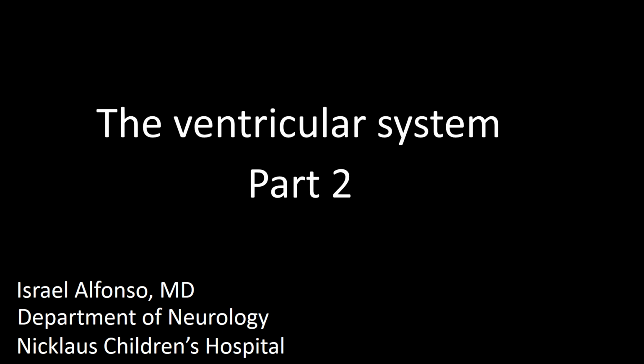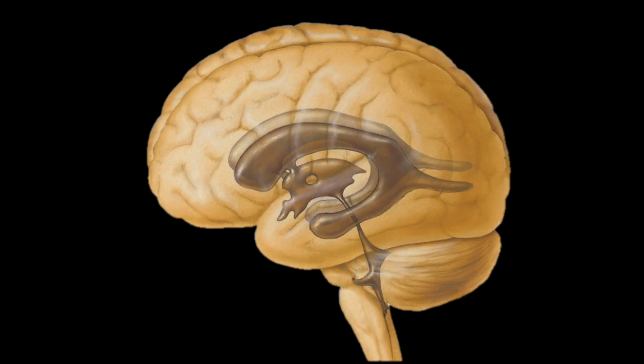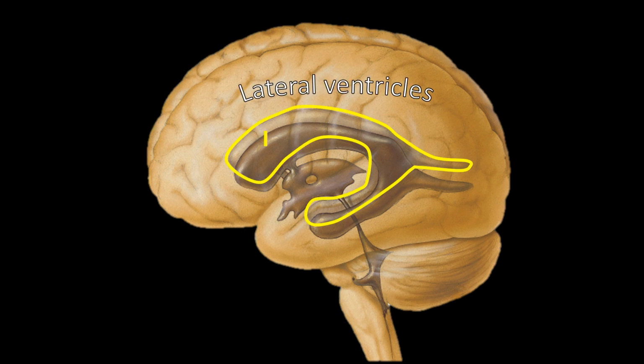The title of this talk is The Ventricular System Part 2. In this frame, you can see the brain lateral surface. The same view is here schematically represented with superimposed ventricular system. One lateral ventricle was once called the first ventricle and the other one the second. Currently, we call them the right and left lateral ventricles.